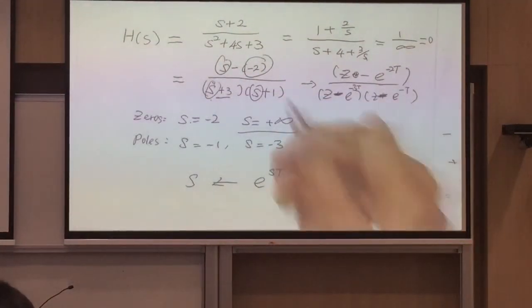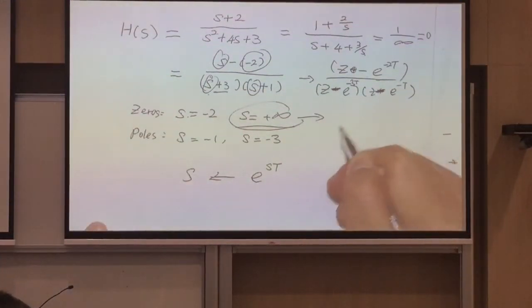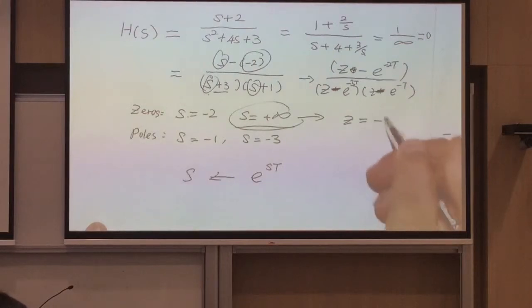Then how about your infinite zero? How about infinite? If it's infinite, then this one will map to minus 1. Okay? If this one is infinite, this one will map as z equals minus 1.